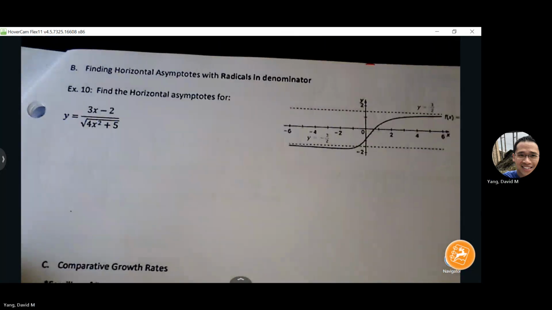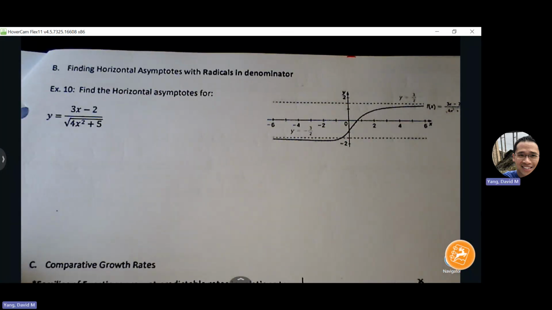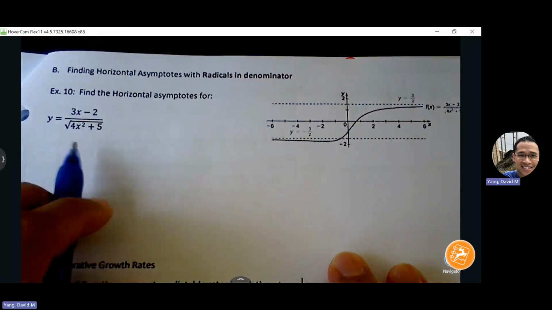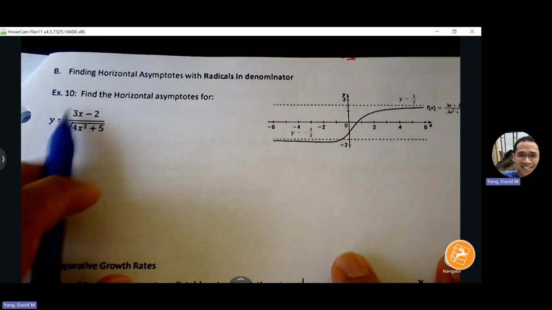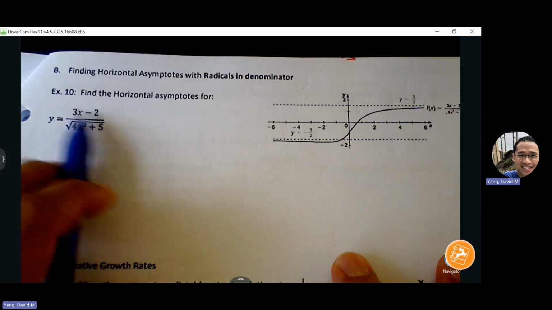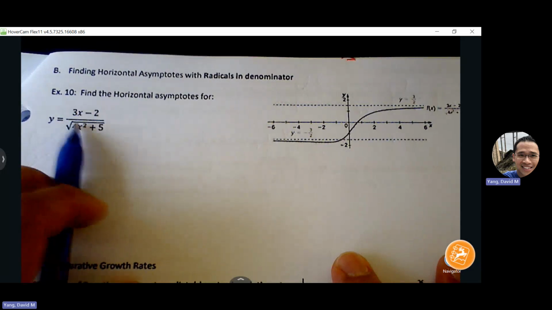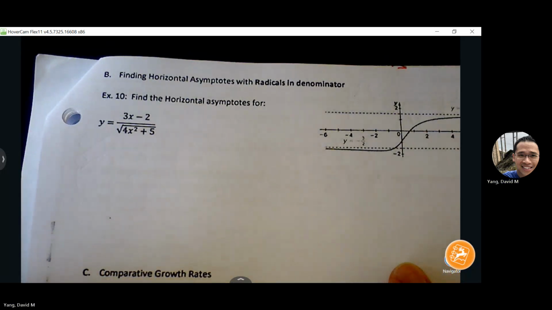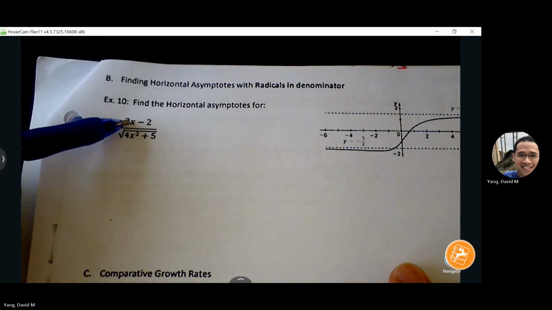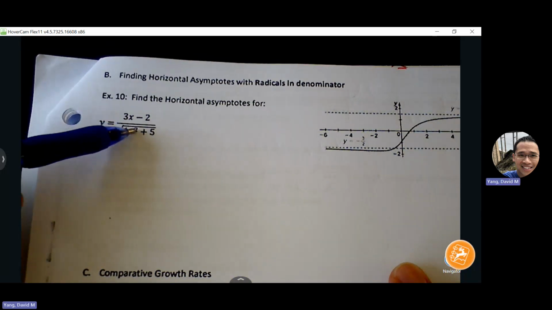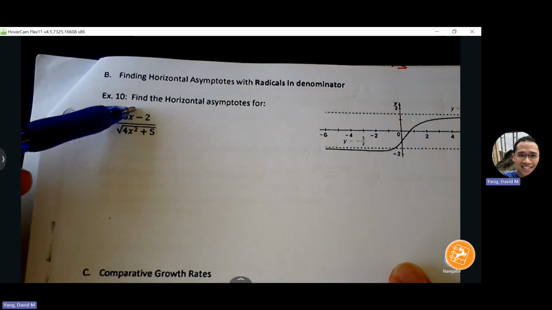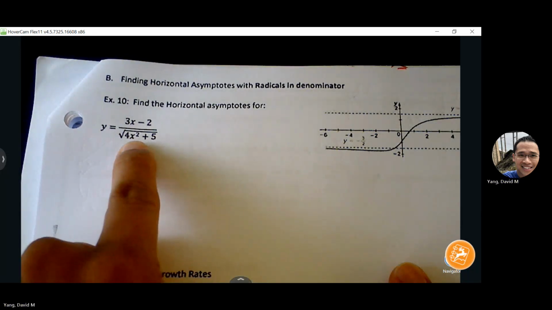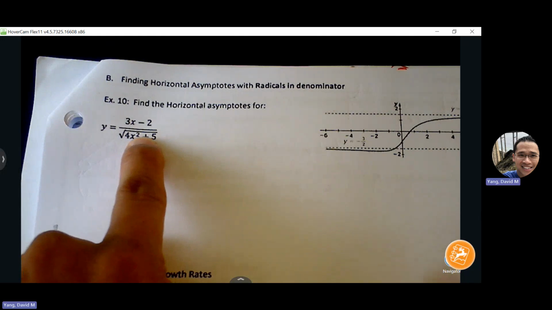So let's talk about how to think about these problems here. Let's again start off with looking at this function and asking ourselves, if I want to find horizontal asymptotes, I know I'm going to be comparing degrees. What do you notice about the degrees between the numerator and denominator here? Essentially, my numerator degree is degree one. What's the degree of my denominator? One. It's still a one, right?